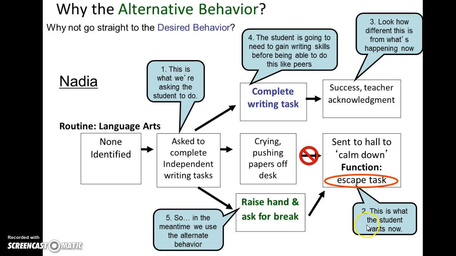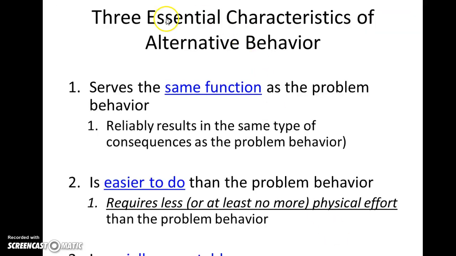So later, for the long term, we're going to work towards being able to do the writing skills like the peers, so that they can get this, which is success and teacher acknowledgement. But we're going to start with success now. This is the easiest and minimal disruption, and we're asking them to do something that they're probably going to be able to be successful in. So, 3 essential characteristics of alternative behavior.